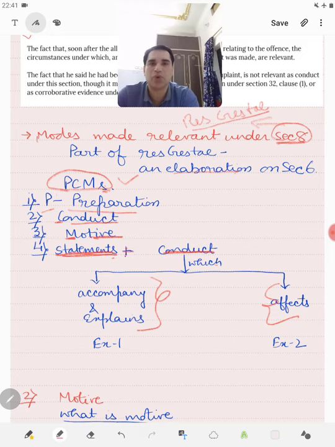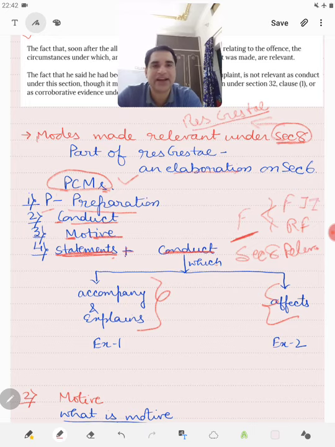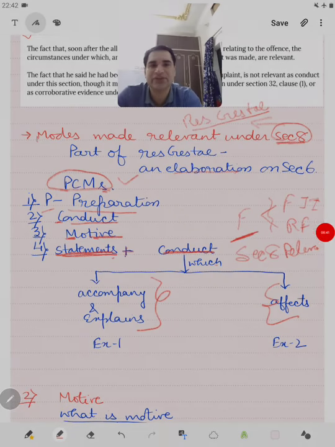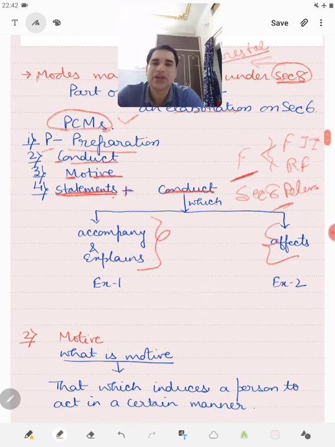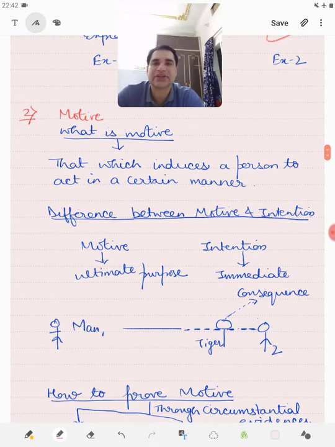So these are the modes of facts which are connected with fact in issue or relevant fact as under section 8 which have been made relevant. So if a thing is connected with a fact in issue or relevant fact by any of these four modes, then it becomes relevant under section 8 of the Indian Evidence Act. Now let us see the term motive, which is our first thing mentioned under section 8.